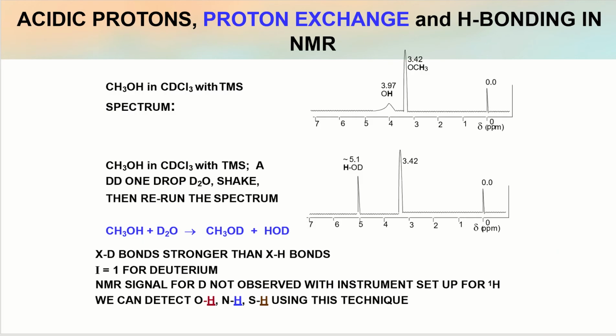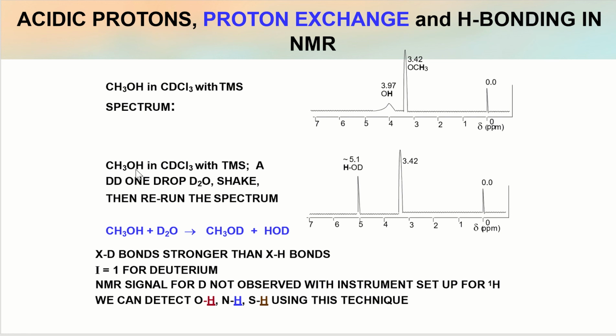And this is a repeat slide, but repetition is good, right? So here we have methanol in deuterated chloroform with TMS, and this is what the spectrum looks like. So this is our TMS peak, this is our methoxy peak. These protons resonate at about 3.42, and we have our hydroxyl hydrogen, which is about 3.97, and we're not seeing our chloroform peak, which we said we would see at about 7.26.